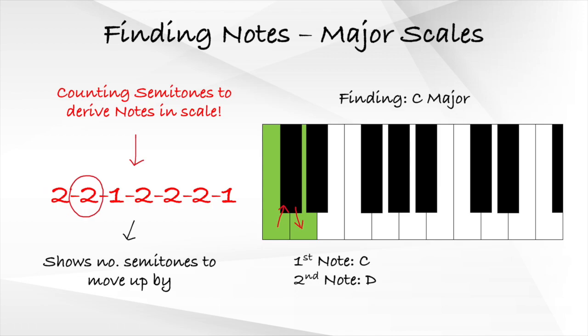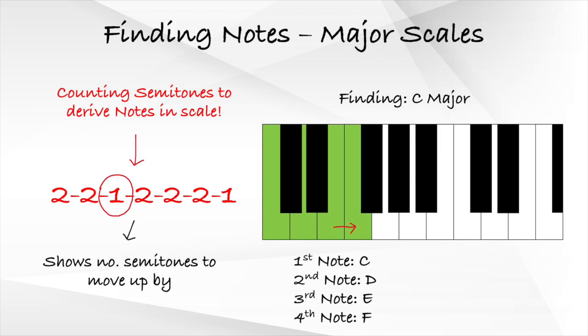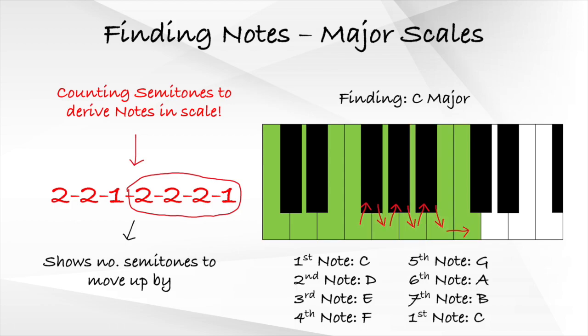Our second number is another 2, and thus we move up another 2 semitones from our latest note D, and we land on the note E, and here we have the third note of the C major scale. Our next number is a 1 instead, so we move up by 1 semitone from our latest note E and land on the note F, and here we have the fourth note of the C major scale. We repeat this for the next 4 numbers in the sequence, 2221, and we get notes G, A, B, and C again. When we combine these 8 notes, we get the notes in the C major scale.